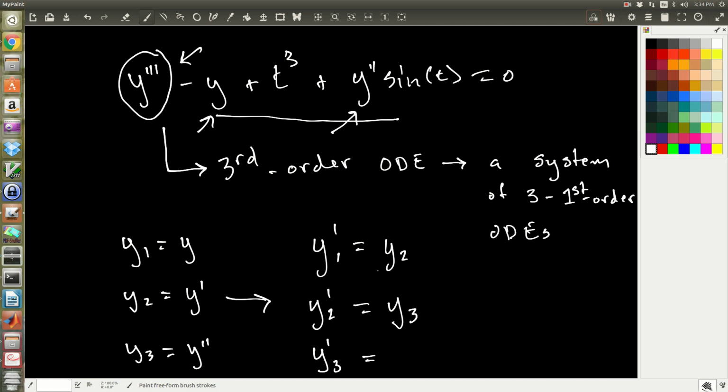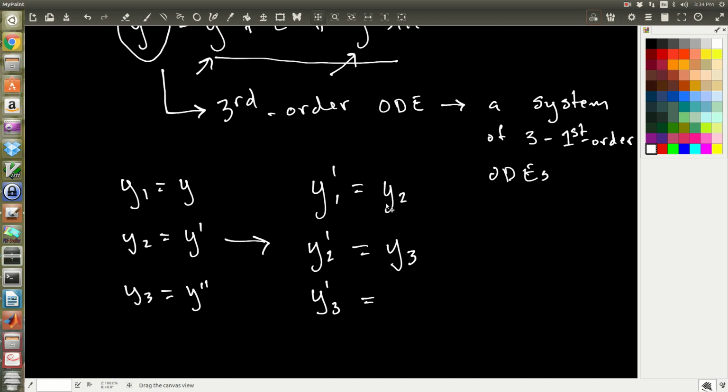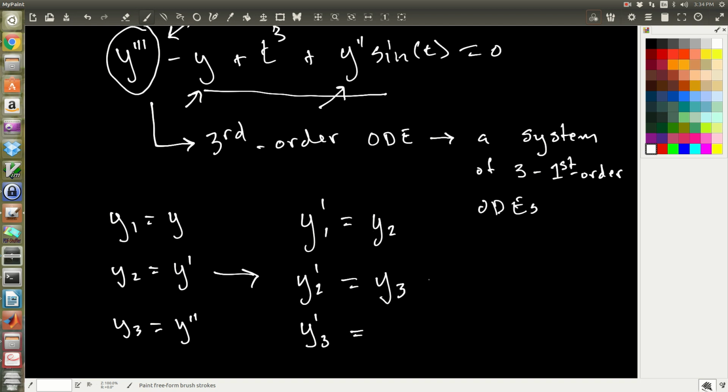Let's see, I need a little bit more room. I want to still see my differential equation. So if I do that, I'm going to get y3 prime equal to positive y, which is y1, minus y double prime, which is y2, minus y2 times the sine of t, minus t cubed.